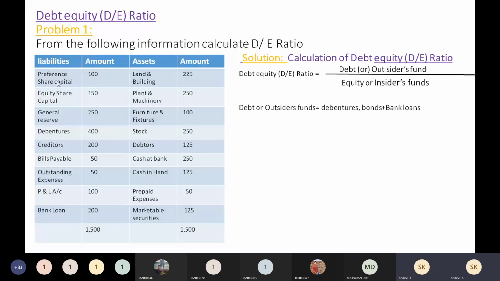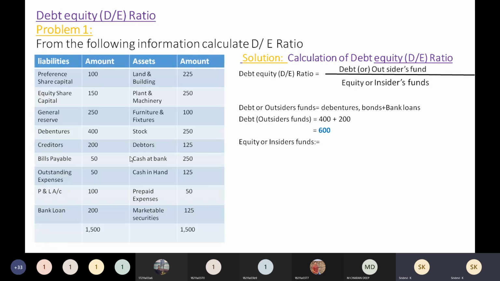See here, debentures are there, add 400 here, 400 plus bank loan is given here 200. Bonds information is not there, so that is 0. You take it as 0. So 400 plus 200 will give you 600. So 600 is the outsiders funds. Rupees 600. Okay. And now coming to identify the insiders funds.